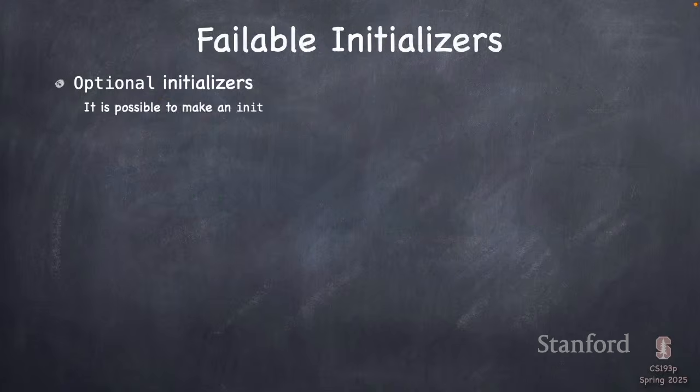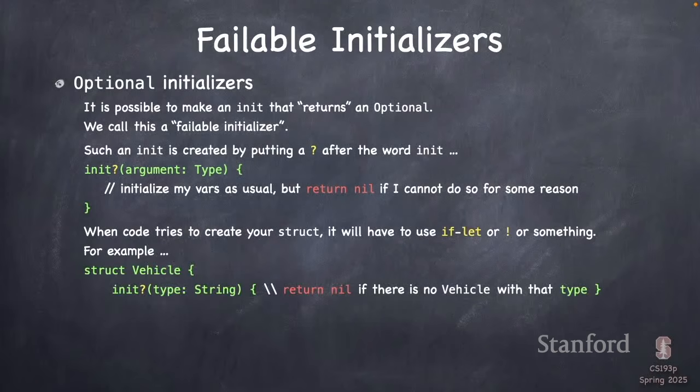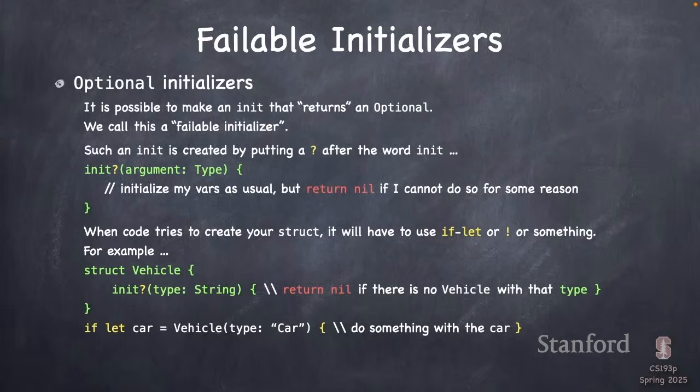All right, now that we know about optionals, let's talk about failable initializers. It's actually possible to create an init that fails. The way you do that is you say init?. In an init?, you do the normal things you do, initialize the variables. But if you realize at some point, oh no, I can't do it, then you can return nil. And in a failable initializer, the people who are accessing your thing need to be doing if let or something.